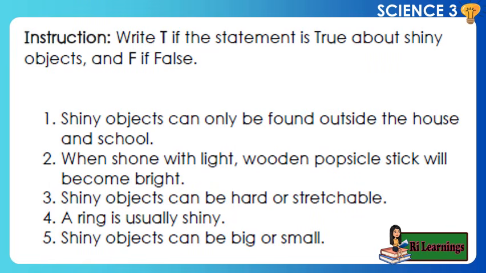Write T if the statement is true about shiny objects, and F if false. 1. Shiny objects can only be found outside the house and school. 2. When shown with light, a wooden popsicle stick will become bright. 3. Shiny objects can be hard or stretchable. 4. A ring is usually shiny. 5. Shiny objects can be big or small.